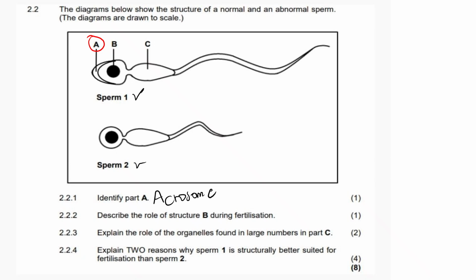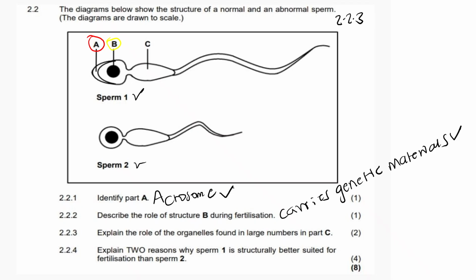2.2.2, describe the role of structure B during fertilization. This is our structure B. It fuses with the nucleus of the ovum, or we can also say that it carries genetic material. So that's the role of structure B. It carries genetic material, or you can also say that it fuses with the nucleus of the ovum.